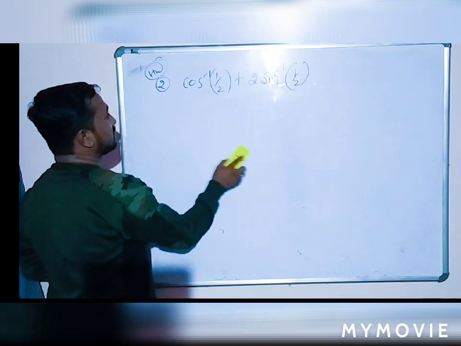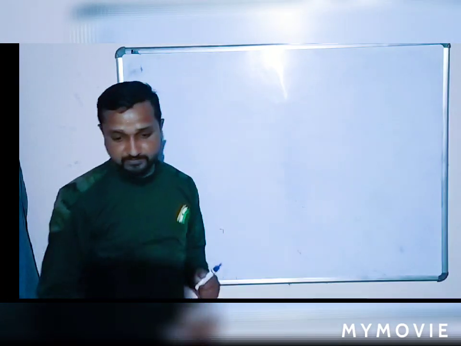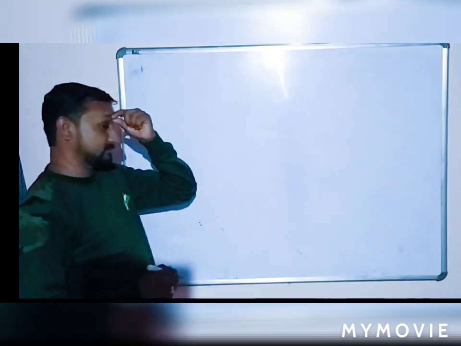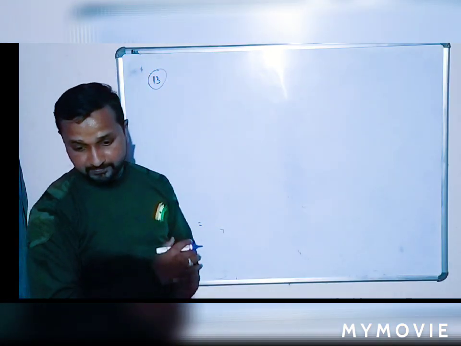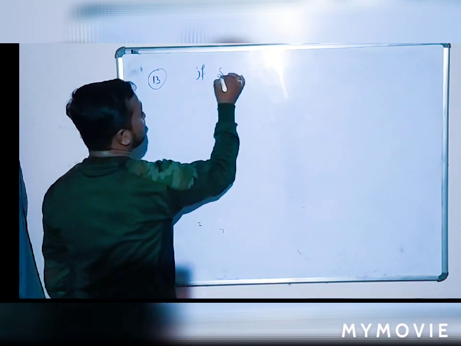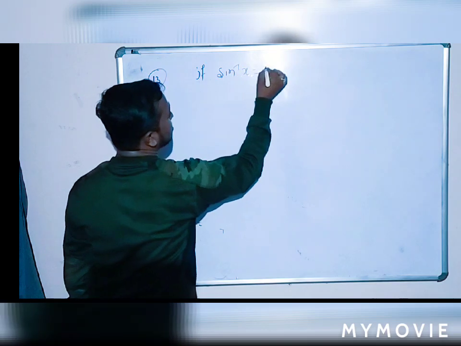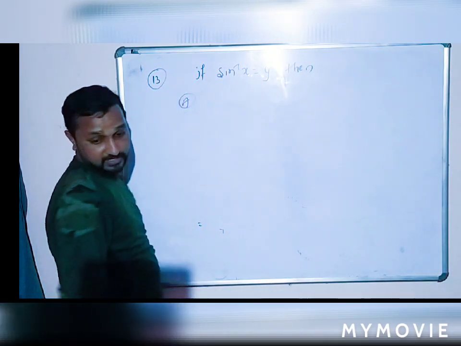So this is all about the first exercise, trigonometric function. Okay, and there are 2 CET questions. I can write the 13th one. I think it is a CET question. If sin inverse of x is equal to y, then option A. What is option A?